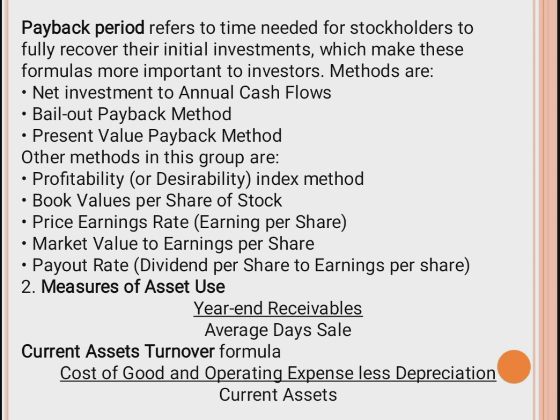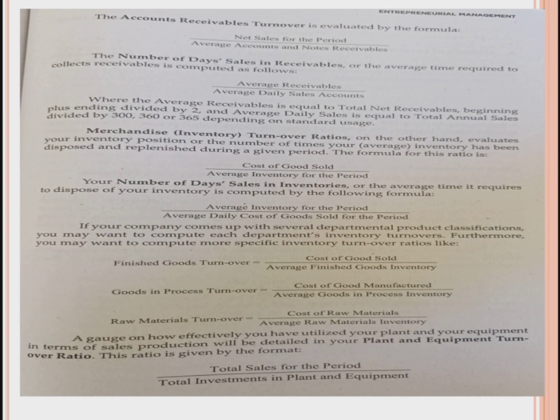Turnover rates refer to the number of times a specific asset is used or turned into cash in a normal business period. These ratios normally have to do with receivables and inventories. For your current assets turnover, the formula is cost of goods sold and operating expense less depreciation over current assets. The accounts receivable turnover is evaluated by the formula net sales for the period over average accounts and notes receivable.